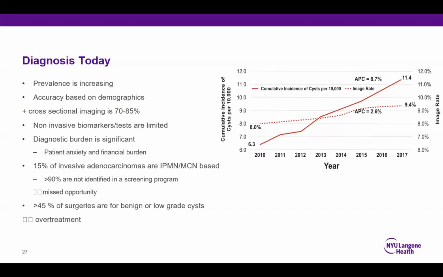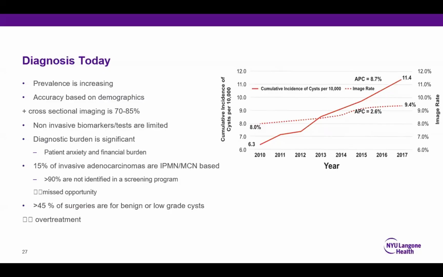So in terms of diagnosis, perhaps some of this we know, perhaps some of this we don't recognize. It does seem like the prevalence of pancreatic cystic lesions is increasing. This is in a large real world study we did a few years ago. It actually is outpacing the rate by which just simply imaging-based diagnosis would predict. There are still very limited non-invasive biomarker tests, and the diagnostic burden, as we all know, is very significant, both from a financial and patient anxiety standpoint.